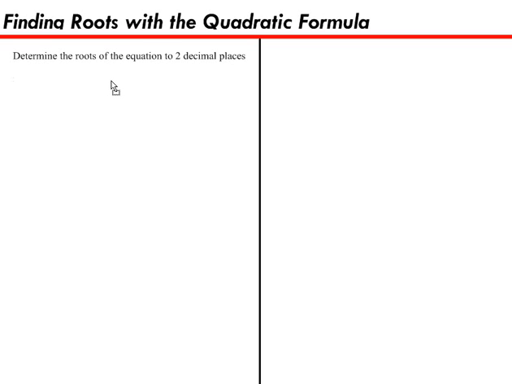Determine the roots of the equation to 2 decimal places. And they've given you a quadratic that looks a bit tougher. It looks like that. And if you went ahead and did product sum on that and tried to factor it, it just wouldn't work. So what do you do now? Well, this is where that quadratic formula comes in. And you might have seen it before.